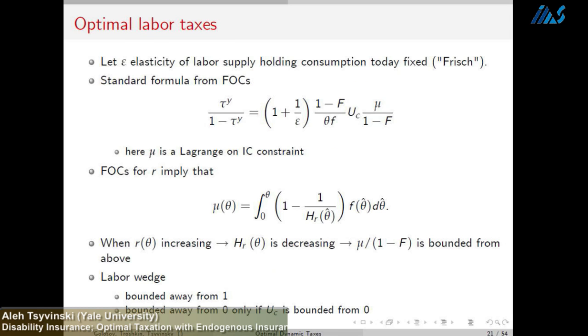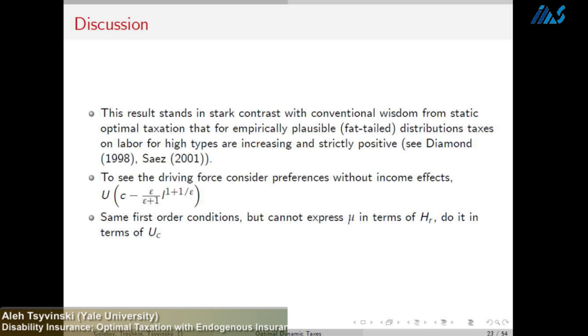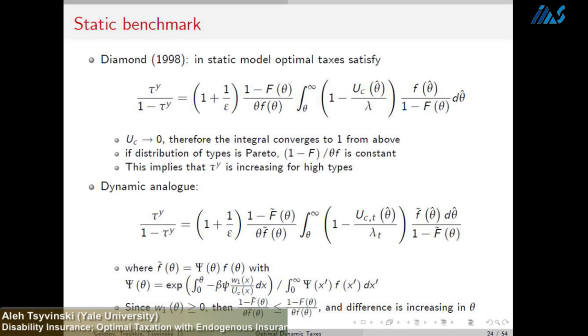All right. So now let me talk about labor taxes, and let me actually skip some of the formal stuff, and let me talk more about the intuition. So let's first look at a static Diamond or Saez-like model of optimal taxes. So in a static model, your income tax is going to be determined by three terms, three forces. So one, which is driven by the elasticity of labor.